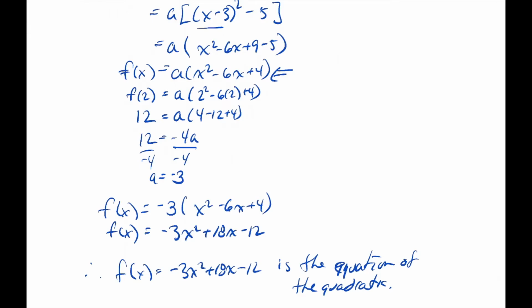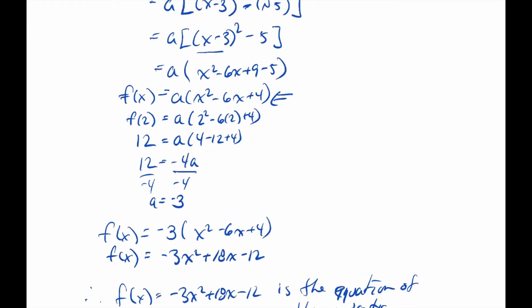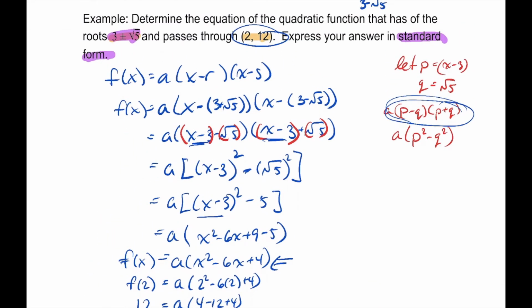Okay, so that's how you do an example of that, where you have roots that contain a radical. And notice it's always going to be in that form: a number plus or minus the same radical. And this is why it's nice, because we're really going to square that radical, and the radical is going to disappear.